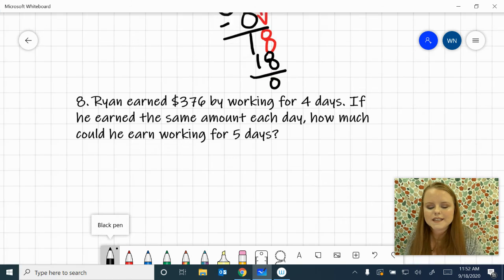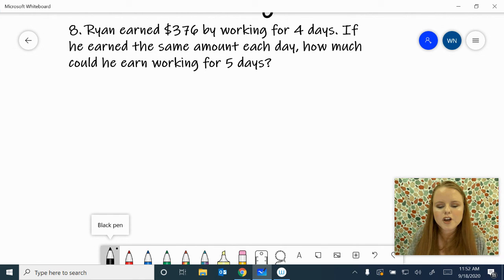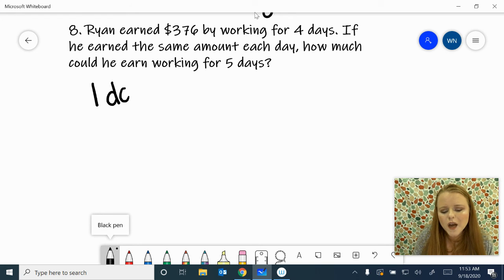Let's look at number 8 together. Number 8 says, Ryan earned $376 by working for 4 days. If he earned the same amount each day, how much could he earn working for 5 days? So the first thing we need to think about for this problem is how much did he earn in 1 day? That's the first thing we need to figure out before we can even think about 5 days.